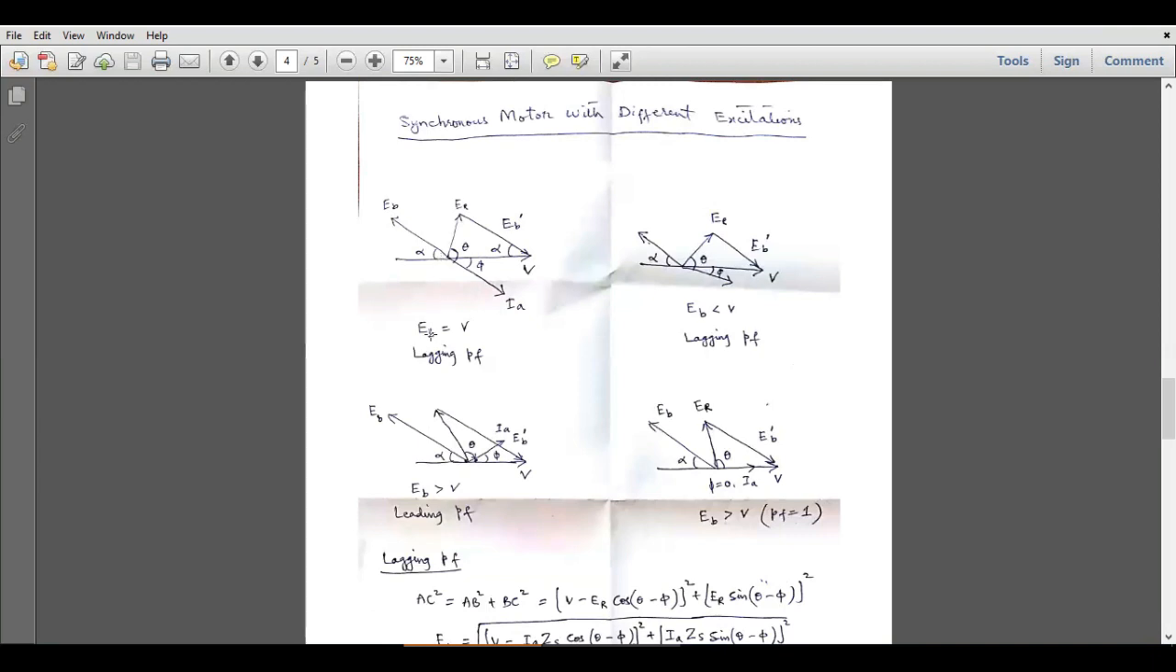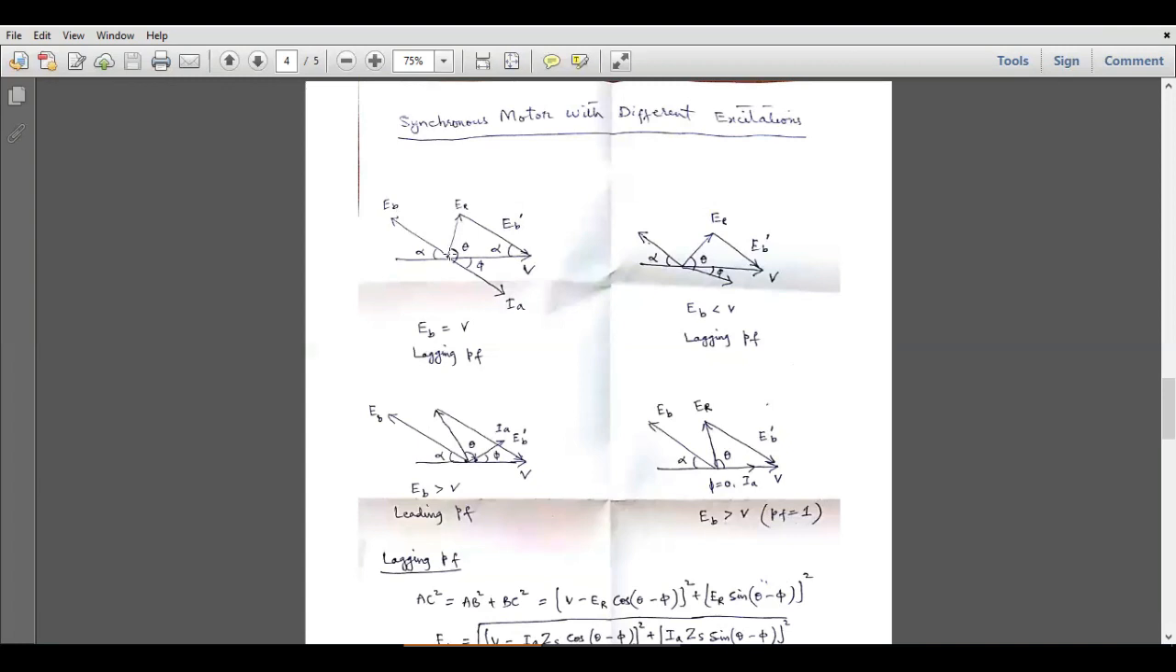So in the first case, suppose we have kept EB or back EMF equal to the applied voltage. So in this case, you can see that the length of this EB vector is exactly equal to the length of this voltage vector. So in this case, we have to deduce the other vectors, for example, the IA vector and the reactance voltage vector, and we will have to check the nature of the power factor. So in this case, the back EMF is equal to the applied voltage.